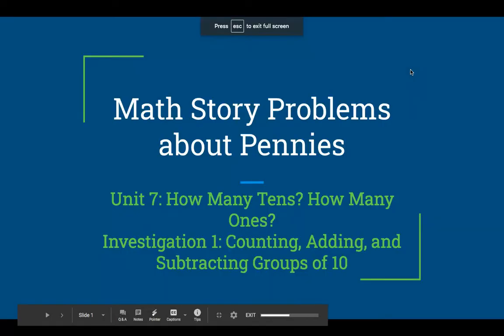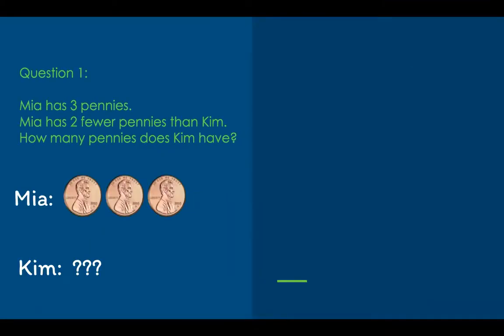Hi everyone, we're going to be talking about a math story problem about pennies today. Here's the question. Listen to it very carefully. Mia has 3 pennies. Mia has 2 fewer pennies than Kim. How many pennies does Kim have?